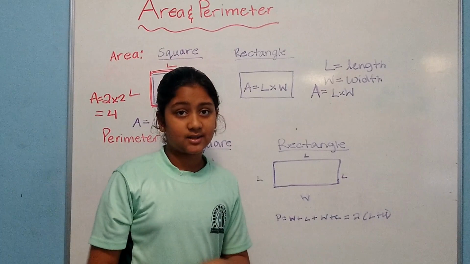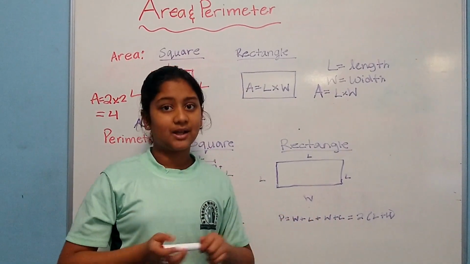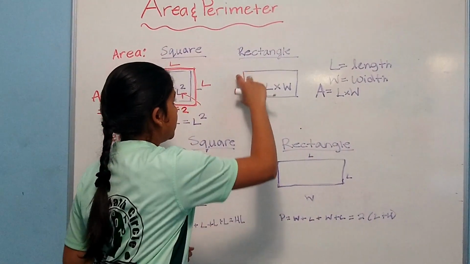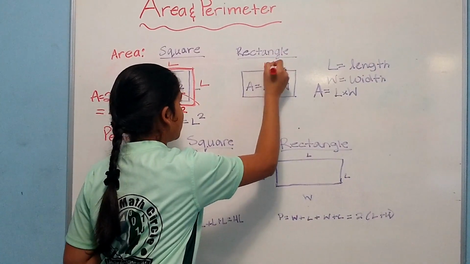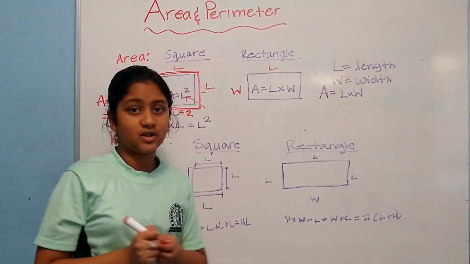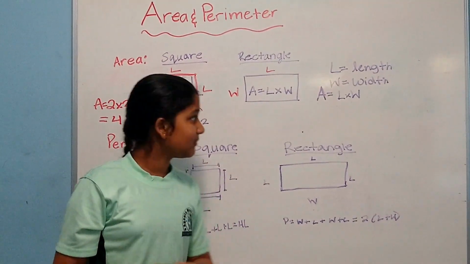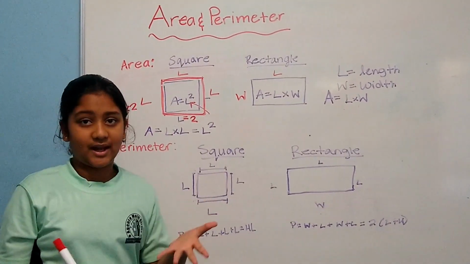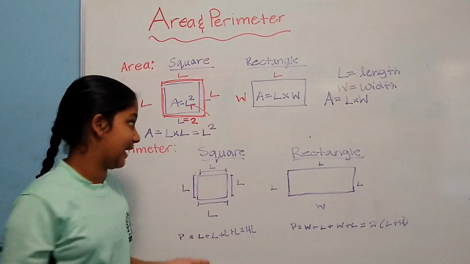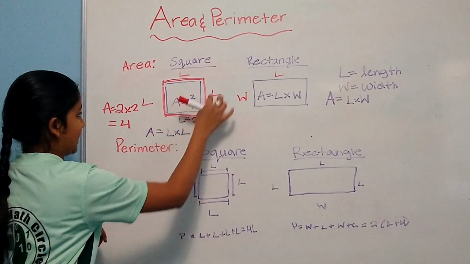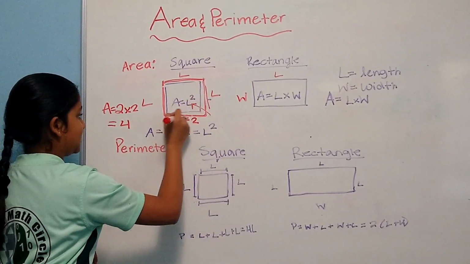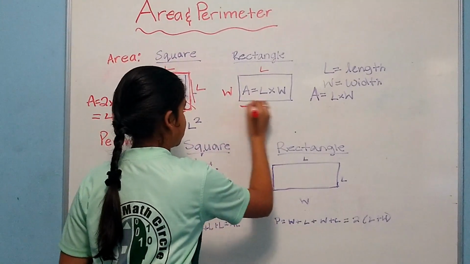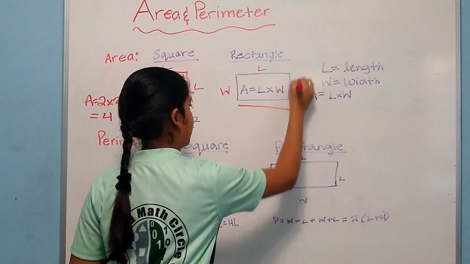Now let's move on to a rectangle. In a rectangle, as I've already said, there are 2 different lengths, so we use length and width since there are 2 different sizes. To find the area of a rectangle, it's basically the same exact thing. We multiply the sides, these 2 sides. We multiply the length by the width.